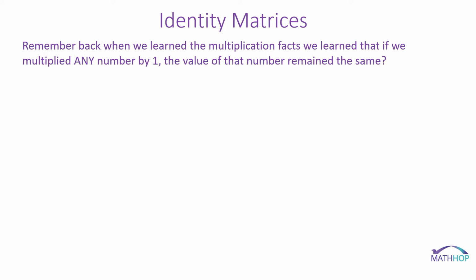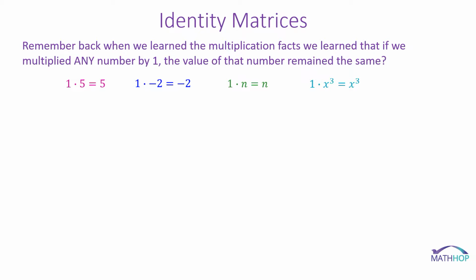All right, we're going to take a trip in the Wayback Machine and remember back to elementary school when we learned all those cool multiplication facts. We learned that if we multiplied any number by 1, the value of that number remained the same. So 1 times 5 was equal to 5. 1 times -2, yep, it still worked with negatives, so we got -2. 1 times n, yes, it worked with variables, we got n. 1 times x cubed, yes, it worked with variables raised to various powers, we got x cubed.